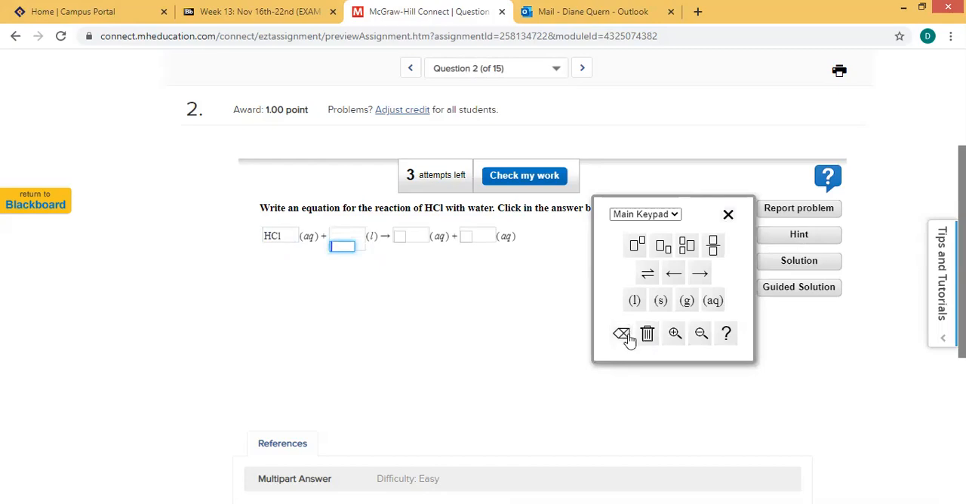You can see how you guys get frustrated with filling these in. Let's try this again. So we have HCl. Here's going to be water, H2O.